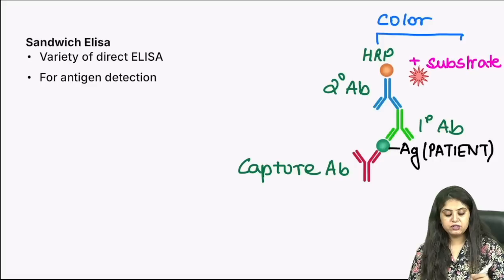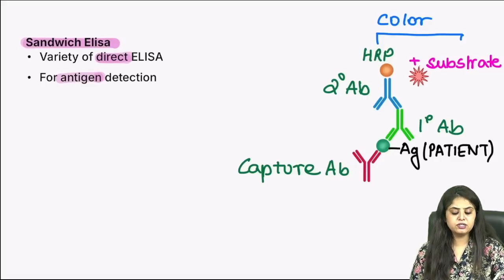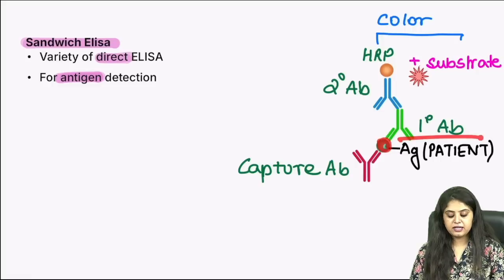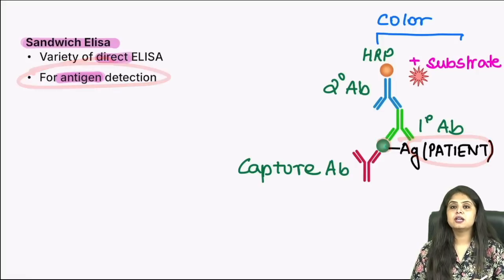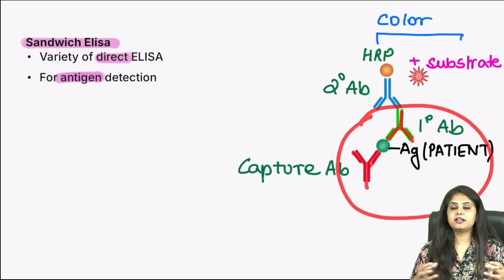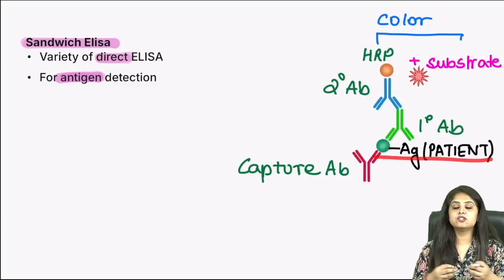Moving on to sandwich, the name itself tells you. Sandwich is also antigen detection. If you're trying to test for antigen from the patient, you make a sandwich of it. How should I create a sandwich? This is the antigen that I want to detect in the patient. I will sandwich it between two antibodies, one antibody kept here and one kept here. Have I managed to create a sandwich? Have I trapped the patient's antigen between two pieces of bread?